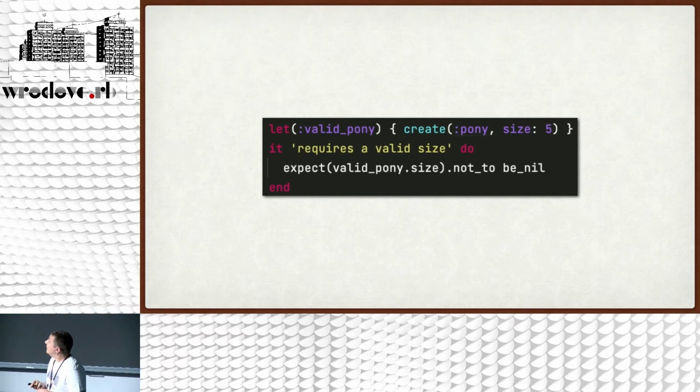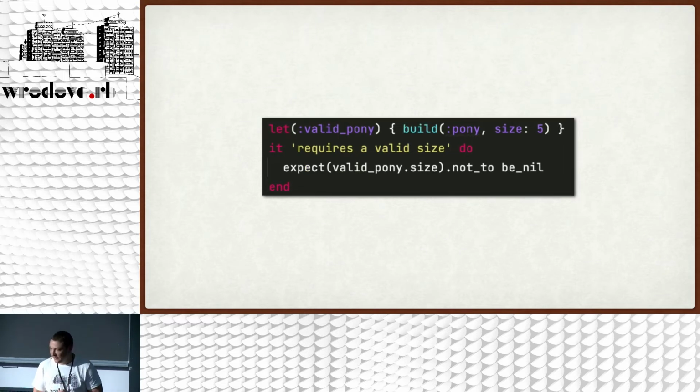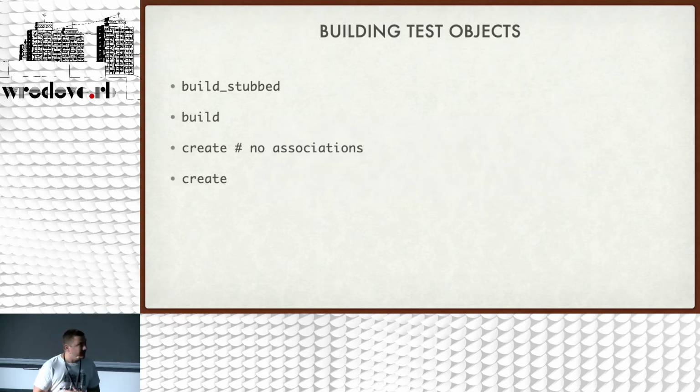This is a nice test that will create a pony, but sometimes you don't really need to create a pony, or at least you don't really need it in your database. It's much better just to build a pony, and this won't hit the database at all, but it still provides mostly the same information, unless you're using callbacks. So every time you create an object, you can also consider going through this cycle.